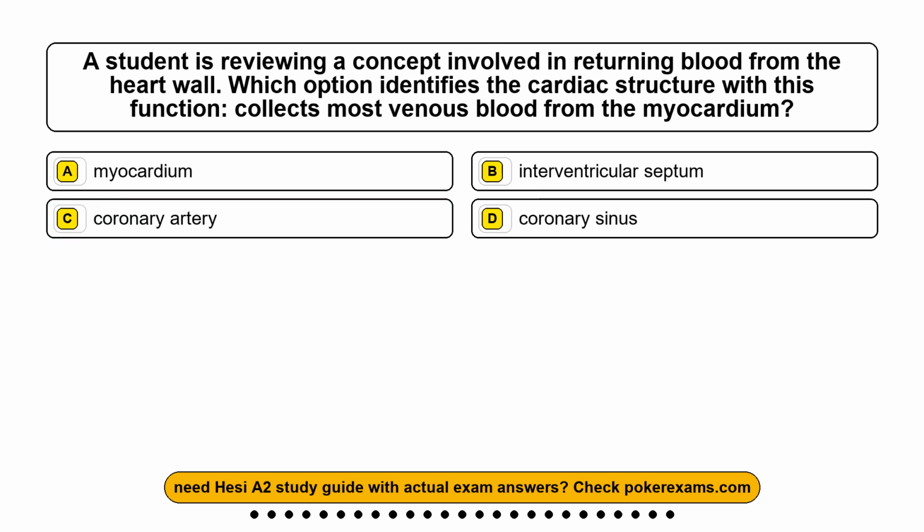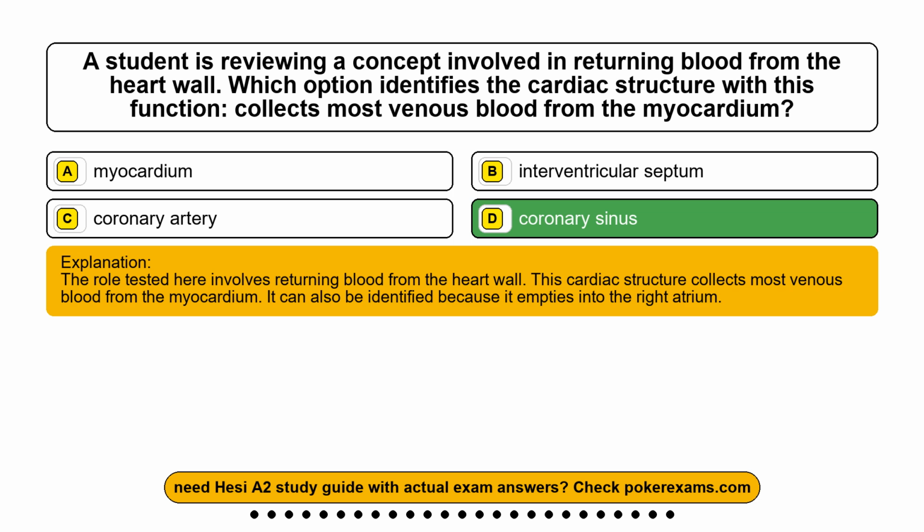Question 21. A student is reviewing a concept involved in returning blood from the heart wall. Which option identifies the cardiac structure with this function, collects most venous blood from the myocardium? Option A, myocardium. Option B, interventricular septum. Option C, coronary artery. Option D, coronary sinus. The correct answer is option D, coronary sinus.